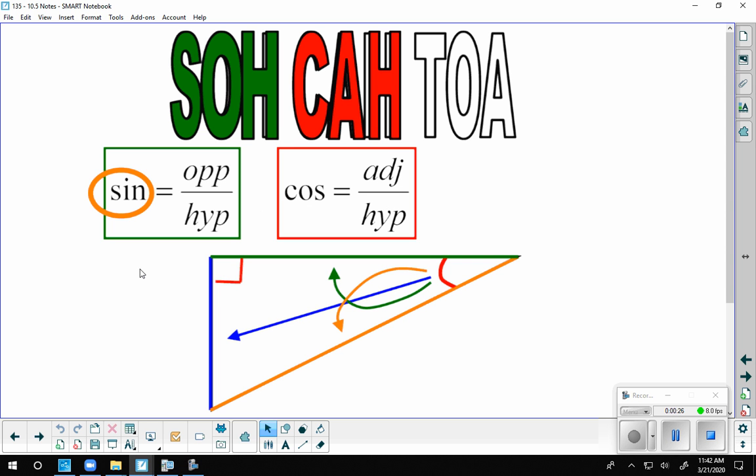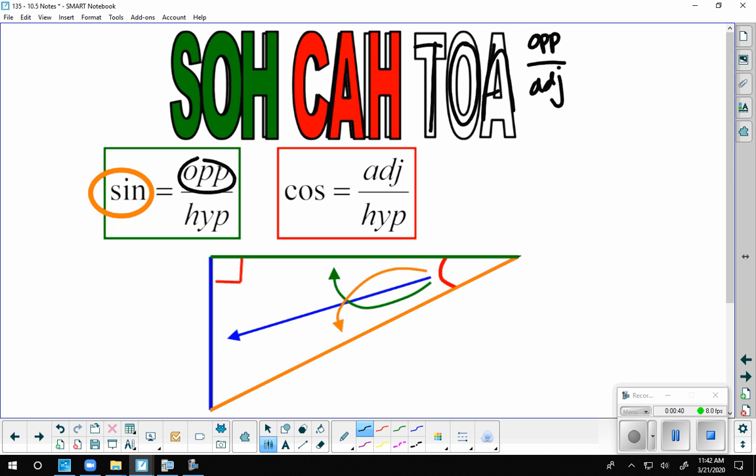SOHCAHTOA helps us remember what the ratios are. Remember, we already looked at tangent, which is opposite over adjacent. And now we're going to look at sine and cosine. Sine is opposite over hypotenuse, and cosine is adjacent over hypotenuse. So that's what this is.